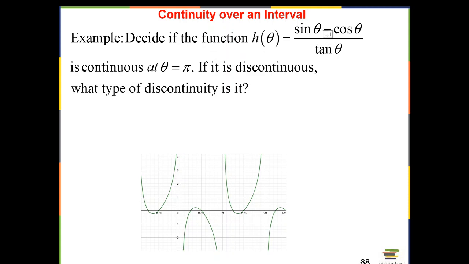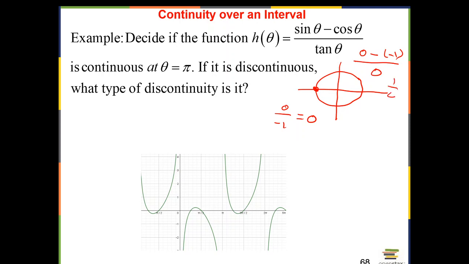Example: decide if the function is continuous at pi. If it is discontinuous, what type of discontinuity is it? Well, we know tangent is sine over cosine. So tangent of pi is sine pi over cosine pi. The sine of pi is 0, and the cosine of pi is -1. So the denominator is 0 at pi, and the numerator, of course, is not. When you substitute, the sine of pi is 0 but the cosine of pi is -1, so we get 0 minus -1 over 0, which is 1 over 0, and that's infinity.